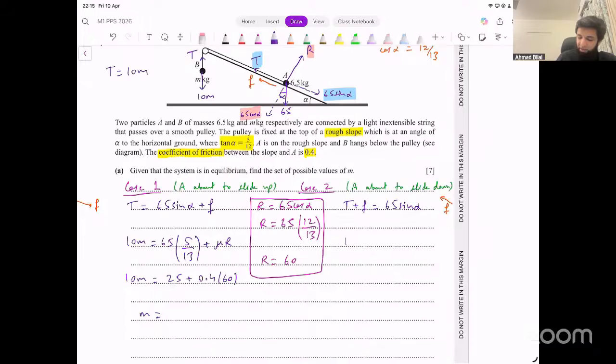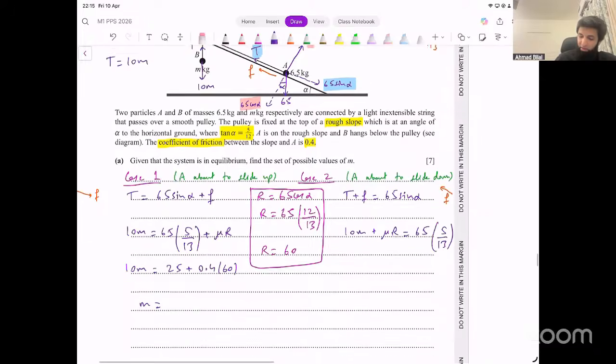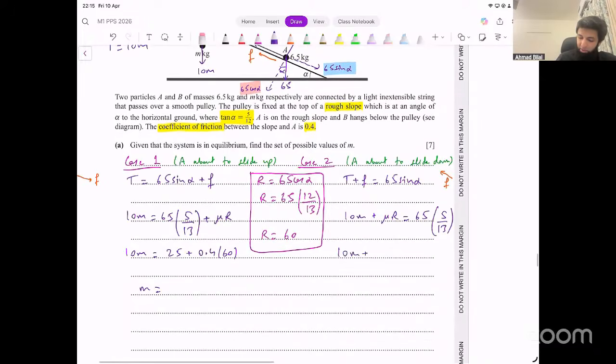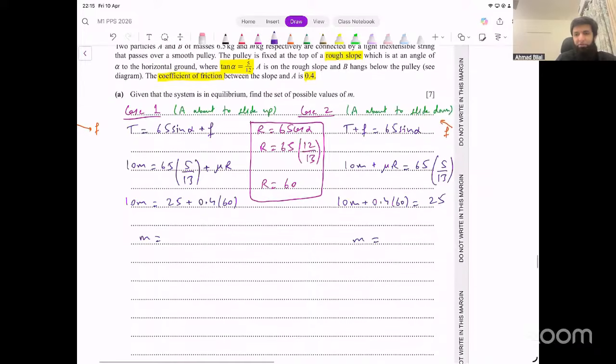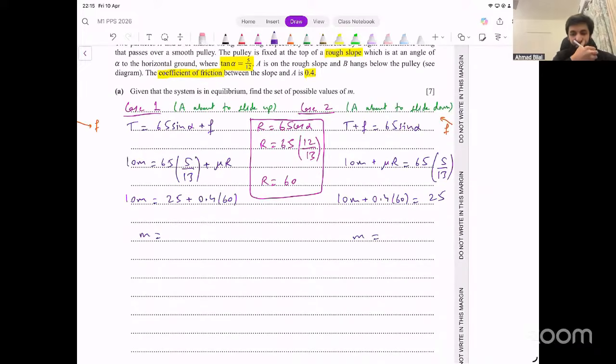In the second case as well, T is equal to 10M, plus F, where F is mu R, equals 65 sine alpha. Sine alpha is 5 over 13. 10M plus 0.4 into 60 equals 25. And that will give you another value for M. You can see what they are. What's the first value of M and the second value of M?